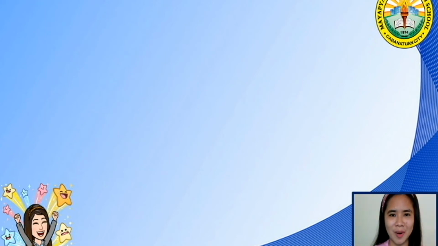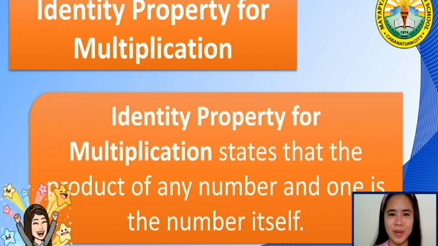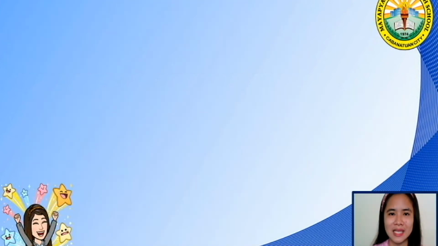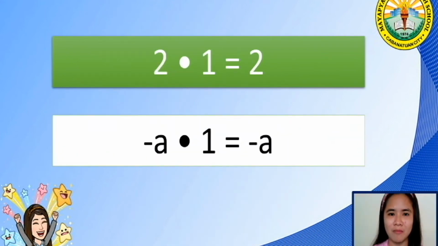Another identity property is the identity property for multiplication. It states that the product of any number and 1 is the number itself. Let us have an example. 2 times 1 is equal to 2, because any number multiplied by 1, the answer is the number itself. Same goes with negative a multiplied by 1, which is equal to negative a.